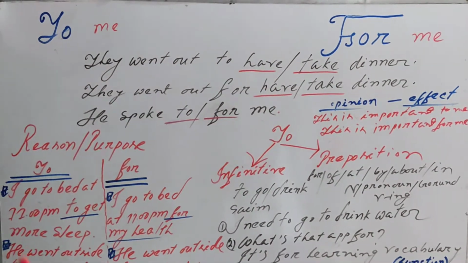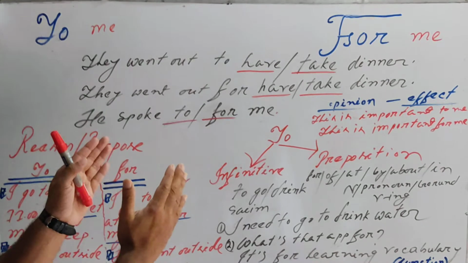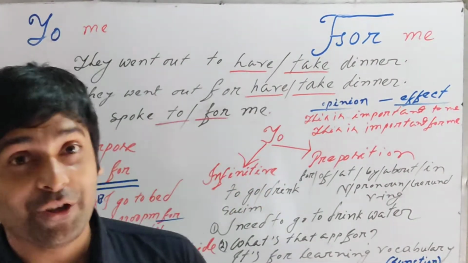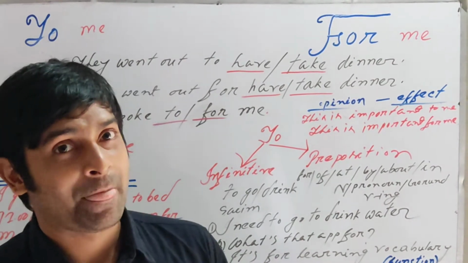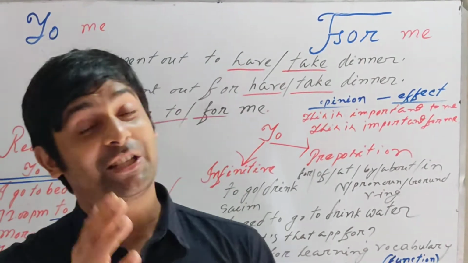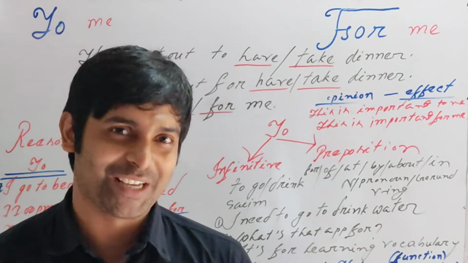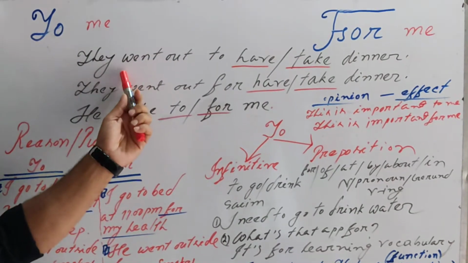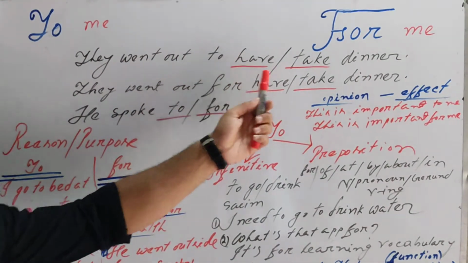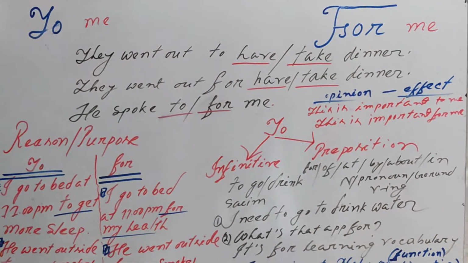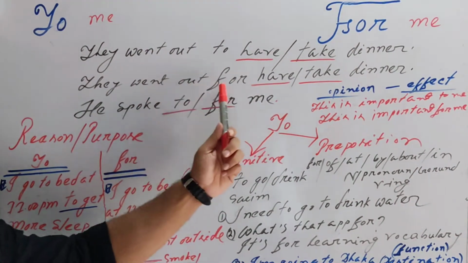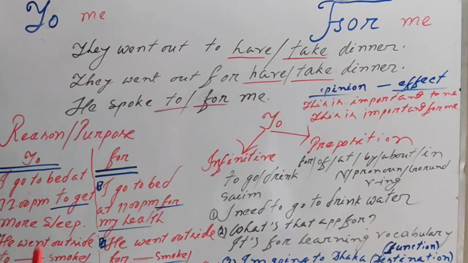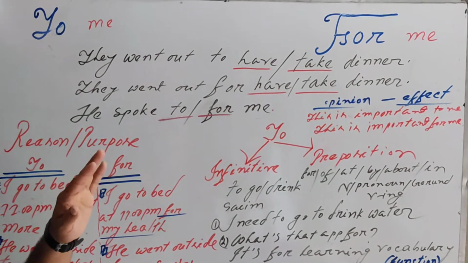First of all, I would like to share some examples with you, and then we can realize what the main difference is between to and for. Most of the time, most of the students are so confused in using them. However, let's have a look. First example: they went out to have or take dinner. And the second one: they went out for have or take dinner. So there are two examples, but they are similar.